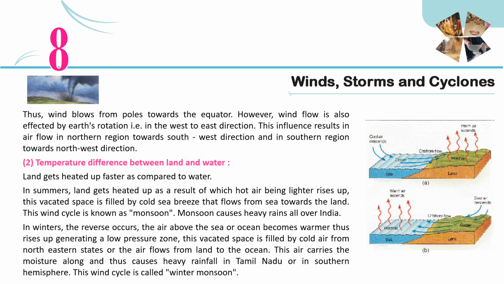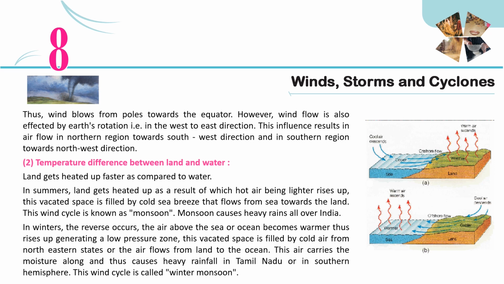2. Temperature difference between land and water. Land gets heated up faster as compared to water. In summers, land gets heated up, as a result of which hot air being lighter rises up. This vacated space is filled by cold sea breeze that flows from sea towards the land. This wind cycle is known as monsoon. Monsoon causes heavy rains all over India.